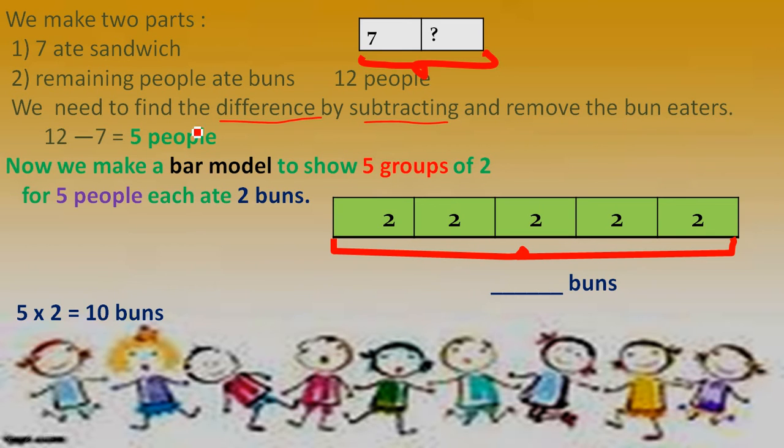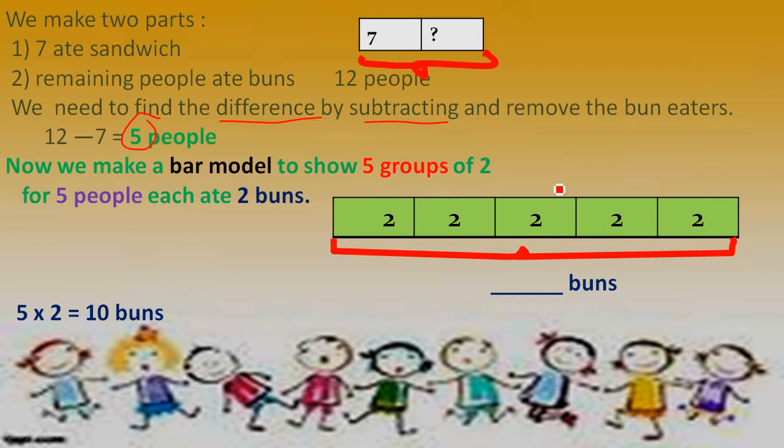So 12 minus 7 is 5 people. So 5 people ate buns. Now we make a bar model to show 5 groups of 2, for 5 people, each ate 2 buns. So these are 1, 2, 3, 4, 5 groups.